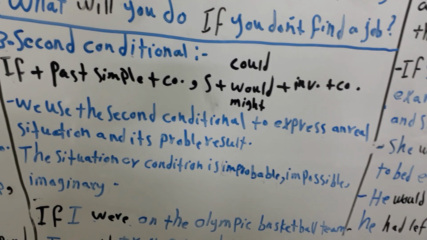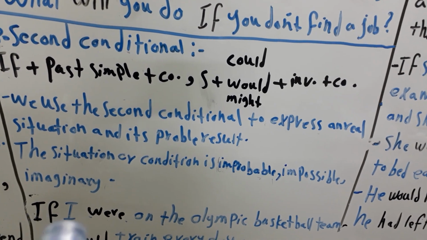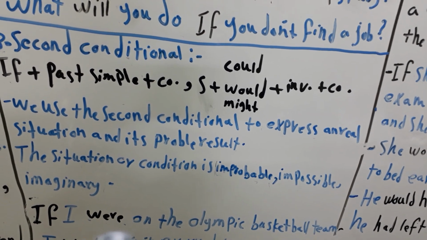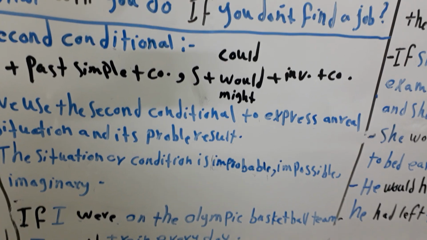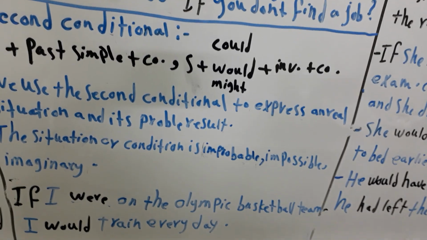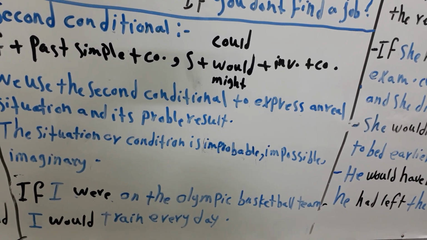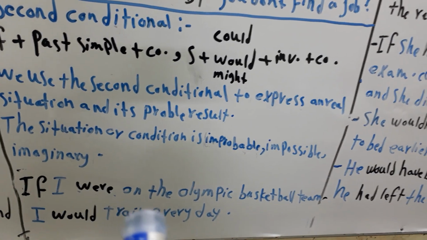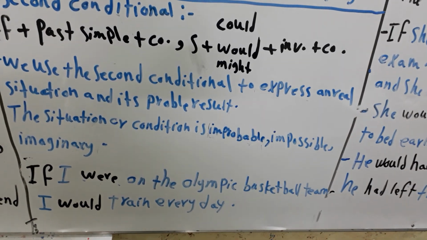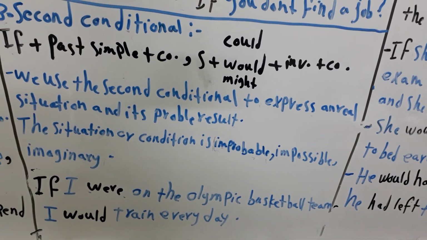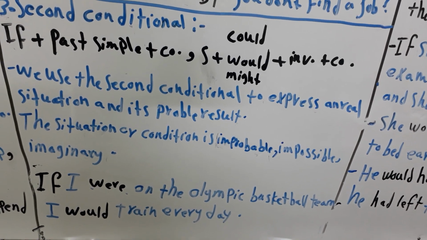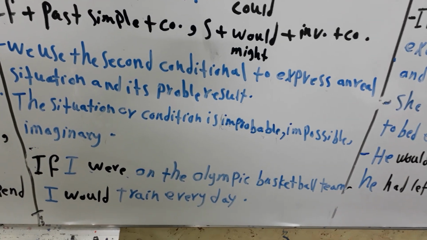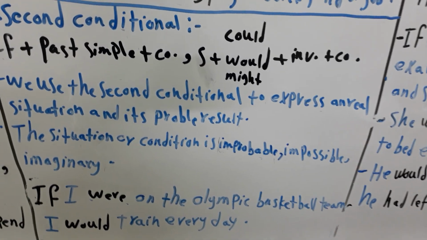If I were, okay, I is a singular subject, but we use were because this situation is impossible. So if I were on the Olympic basketball team, I would train every day. Okay, I will repeat the sentence. If I were on the Olympic basketball team, I would train every day.